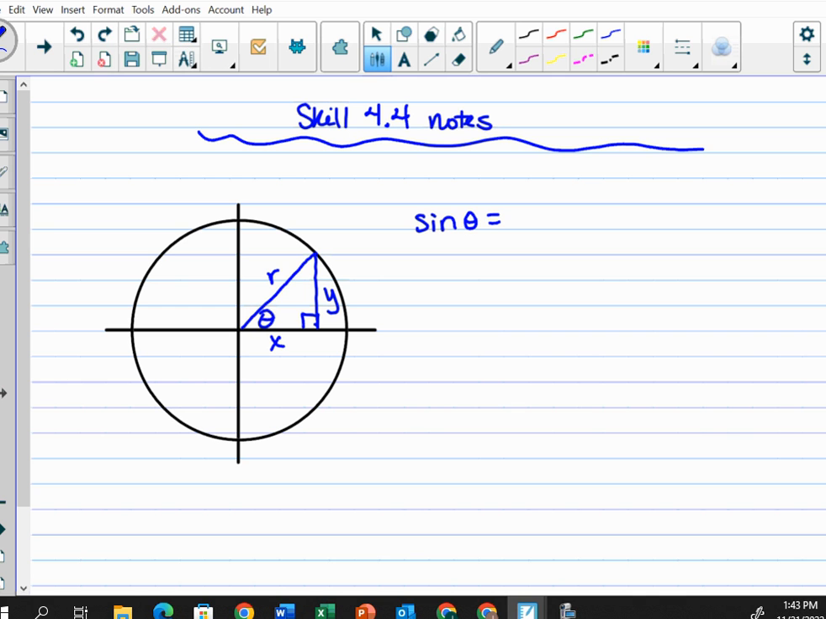There's my theta in my triangle. If I ask you for the sine of theta, the sine of that angle, what would you tell me based on my triangle? Opposite over hypotenuse, so in this case, y over r. Are we okay with that? Okay, so what would cosine of theta be? X over R. Good job.